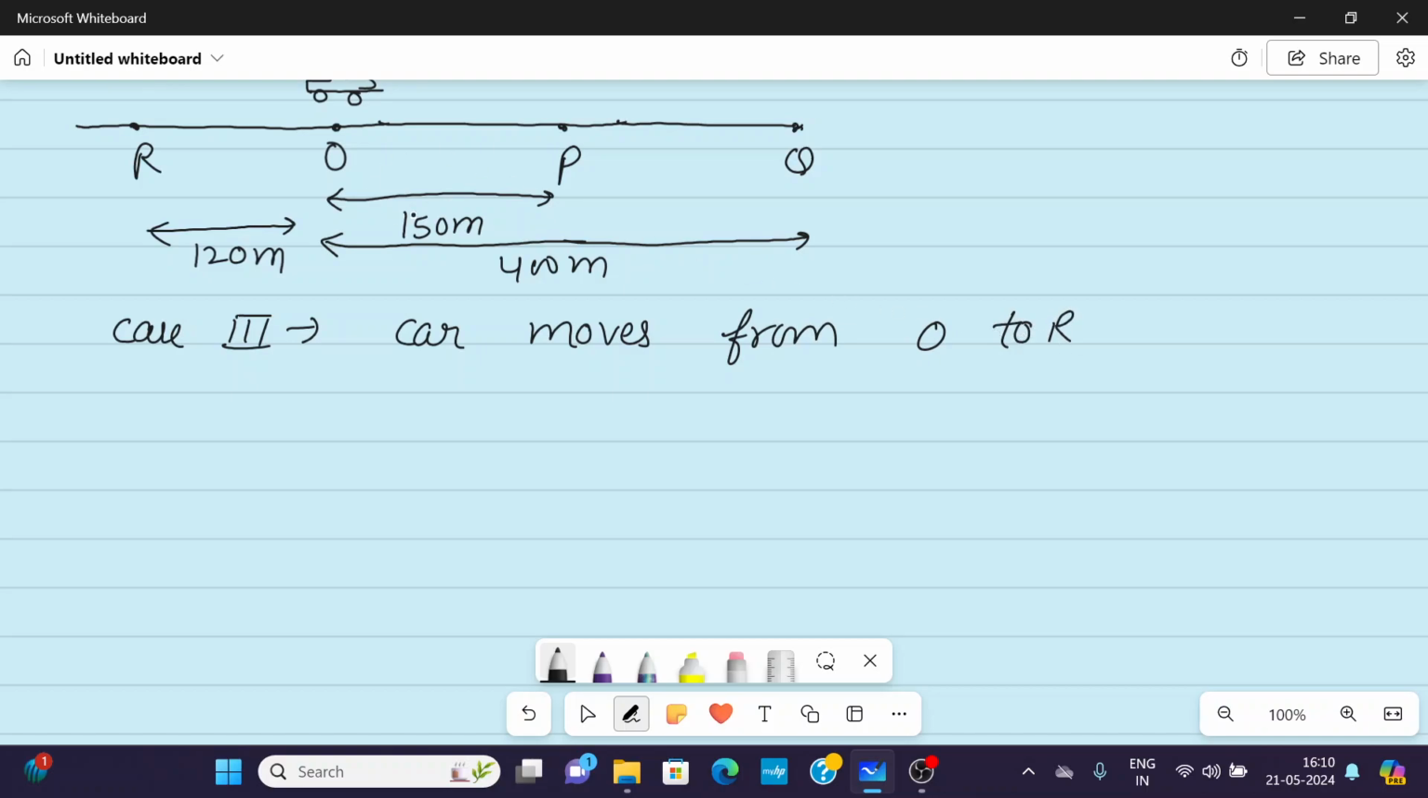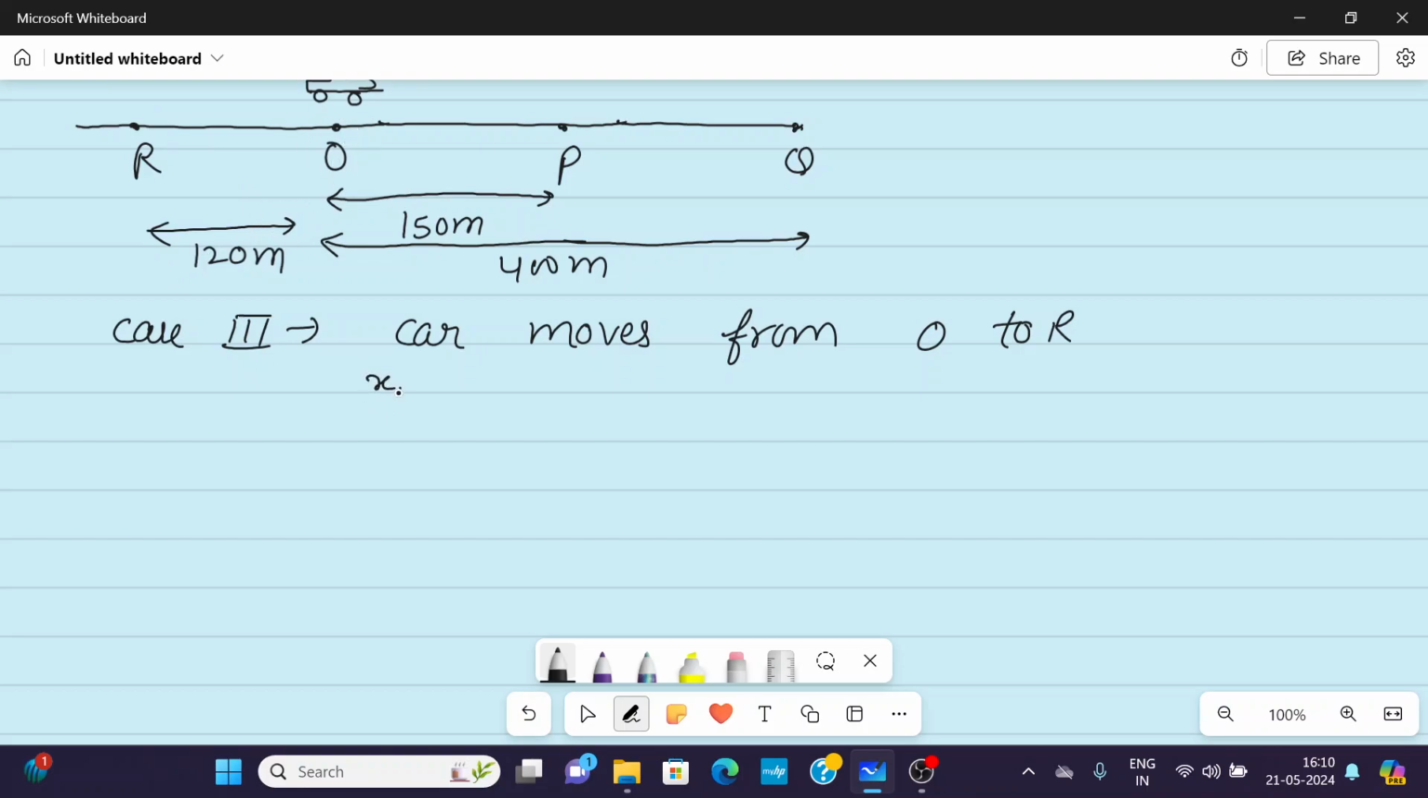In this case, initial position of car is at origin, which is at 0 distance from the origin, and final position is at R, which is on the left side, and all the distances in the left side will be taken as negative. So R is at minus 120 meter distance from the origin.